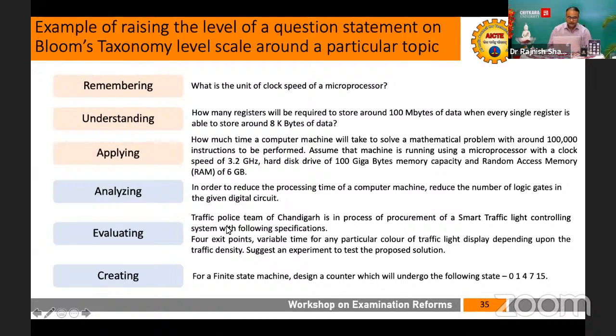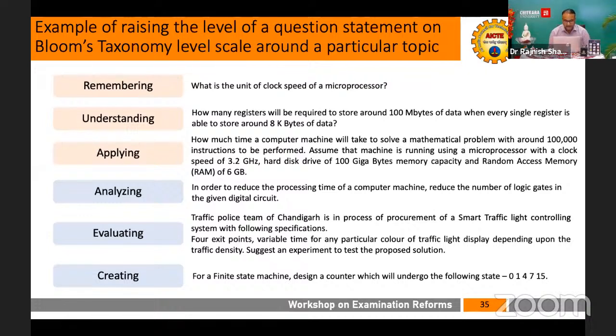Then evaluating. Traffic Police team of Chandigarh is in the process of procurement of a smart traffic light controlling system with the following specifications: 4 exit points, variable time for any particular color of traffic light display depending upon the traffic density. Suggest an experiment to test the proposed solution. Again, testing a proposed solution, as was told in the last slide also, when the performance of a bowling machine was supposed to be tested, it is more of the evaluating level of Bloom's taxonomy.